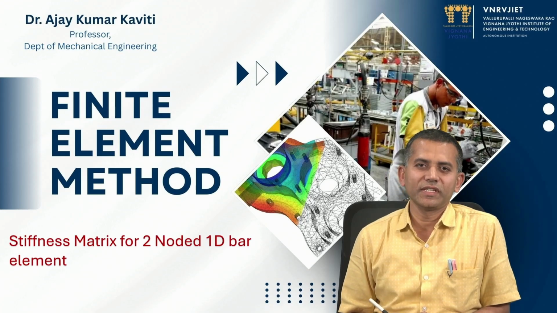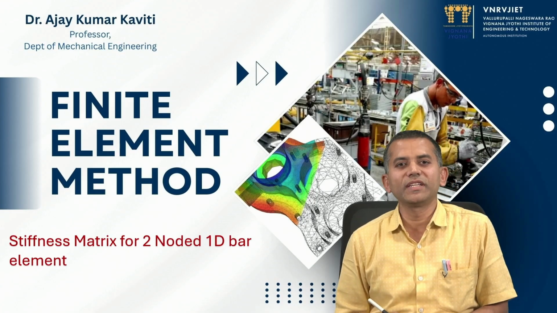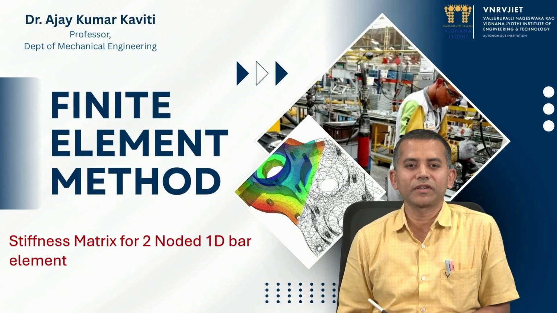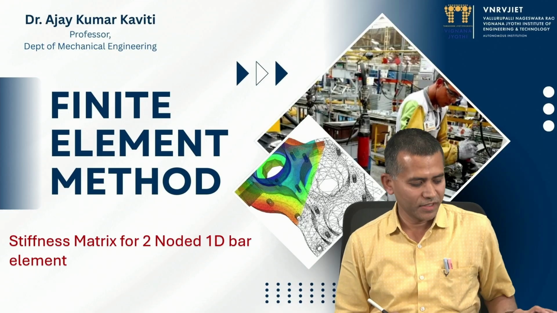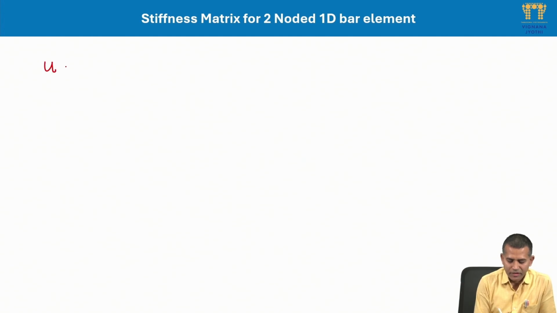In previous class we discussed the strain displacement matrix for the two-noded 1D bar element. Today we will discuss the stiffness matrix for the two-noded 1D bar element. In previous class we derived important parameters. One is the displacement, which is nothing but N1 Q1 plus N2 Q2.